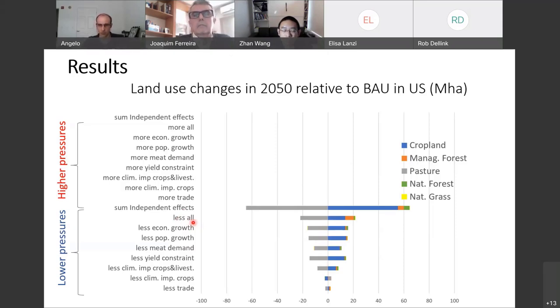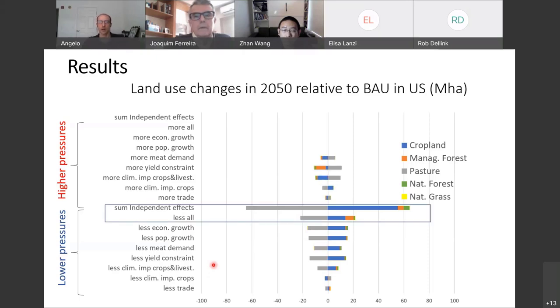Taking our initial approach to how to quantitatively measure tipping points, the combined impact of all the shocks at the same time is lower than just summing up each individual impact from each individual shock. And the same will happen in the case of higher pressures. Under higher pressures, we see pasture lands increasing over cropland and managed forest and natural forest.